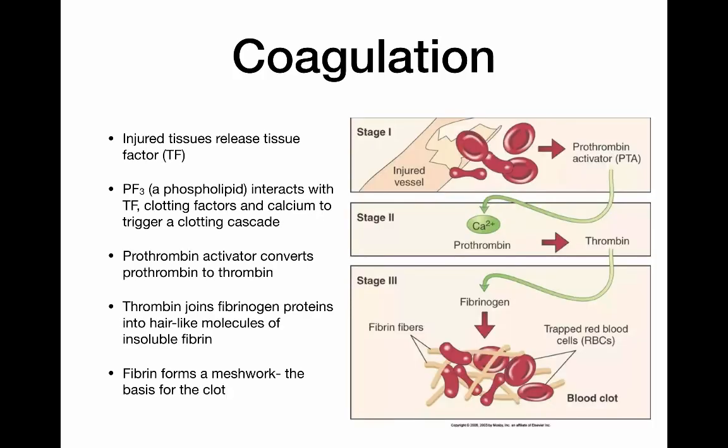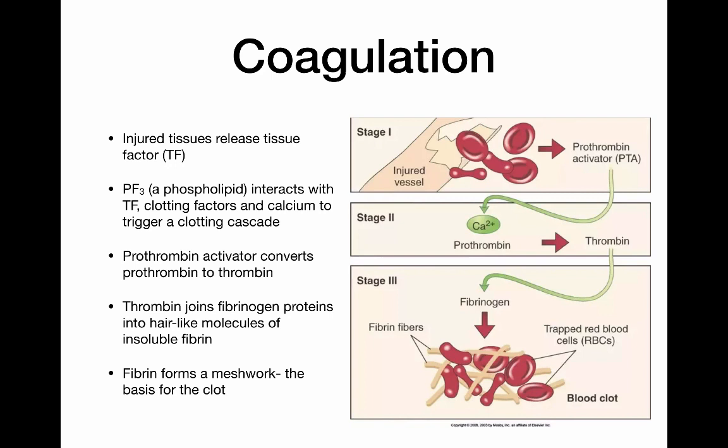So you see in this picture here, you've got an injured vessel. The injured vessel releases a chemical signal called tissue factor. Tissue factor interacts with a phospholipid called PF3, and when tissue factor and PF3 interact with one another, along with clotting factors and calcium, they trigger a clotting cascade. And again, this is where it can get complicated, because all the details are in that whole blood clotting cascade.